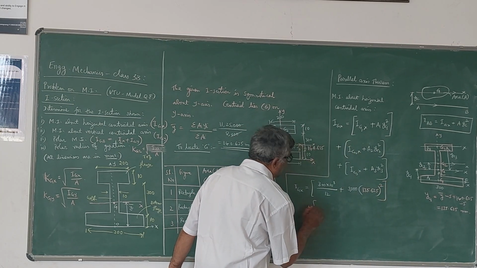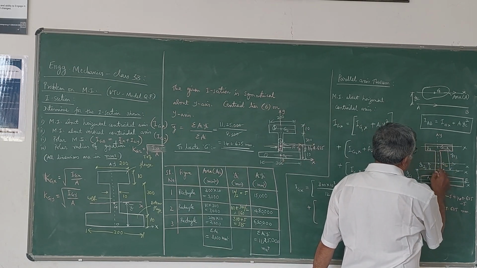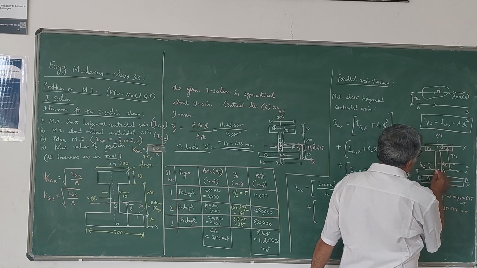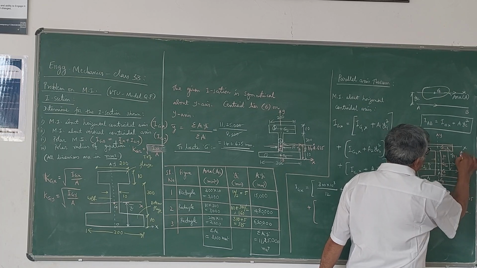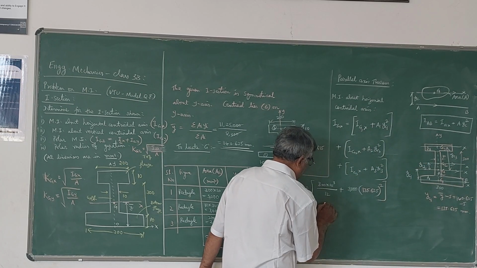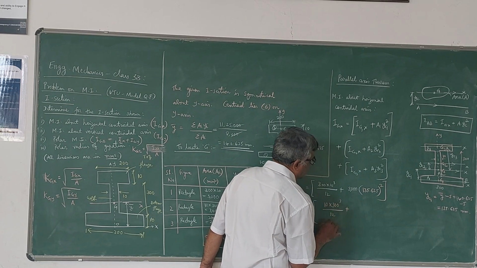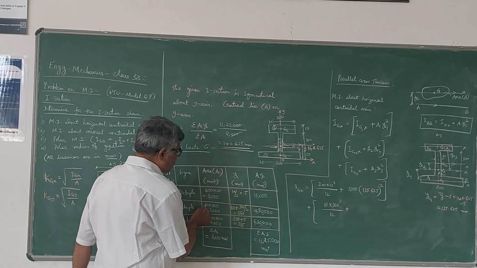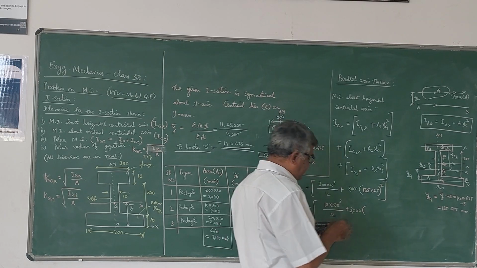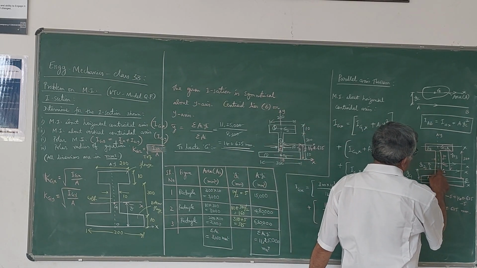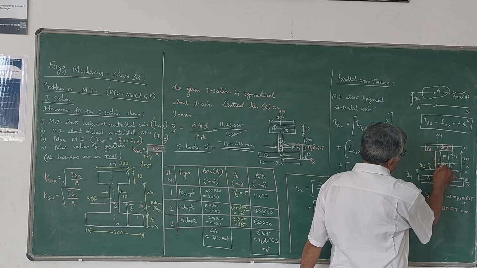Plus for the second rectangle, IG2x is BD cube by 12 of this rectangle. Please note that. For this rectangle, the width of the web is 10, and of course the depth is 300, that is given. So 10 into 300 cube by 12. Be careful here. So BD cube by 12 for the second rectangle plus the area of the second rectangle, which is also 300 into 10, 3000, into YC2. Now YC2 is the distance from G to G2.